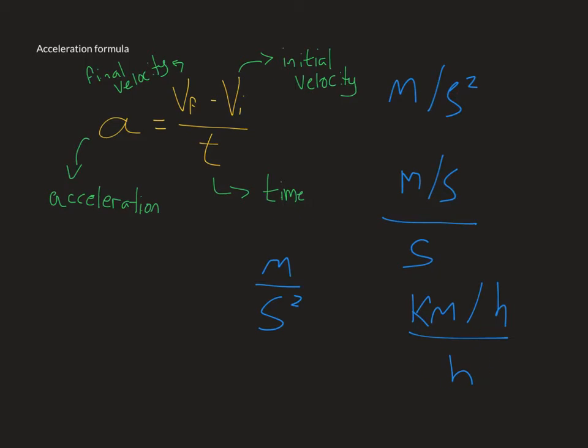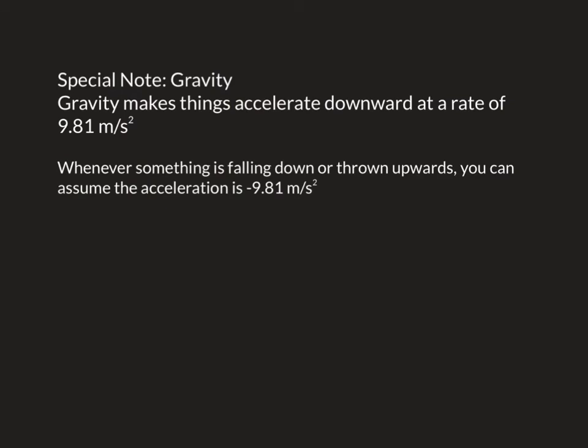So we could measure it in kilometers per hour squared, but our numbers would be super, super small to the point where it's not a useful measurement for us. This is actually why we use meters per second in physics, is that it's more useful for us to understand how things are changing speeds every second versus every hour. All right, so before we look at example problems, I want to talk about a special case, which is gravity.